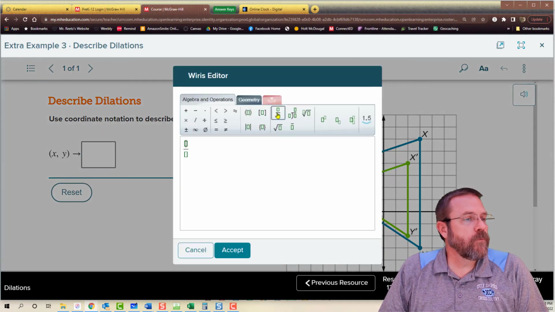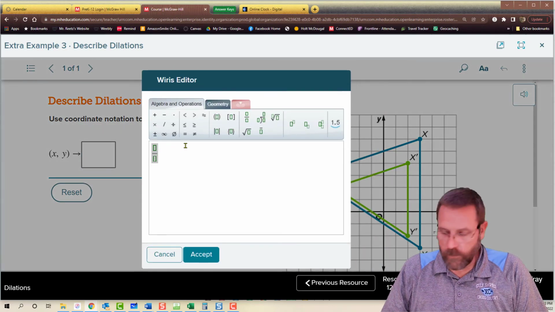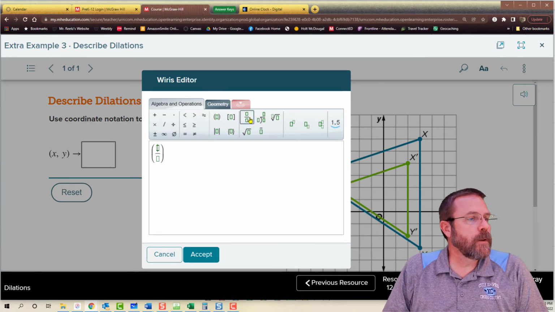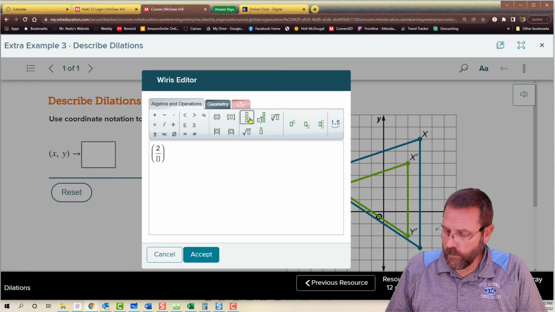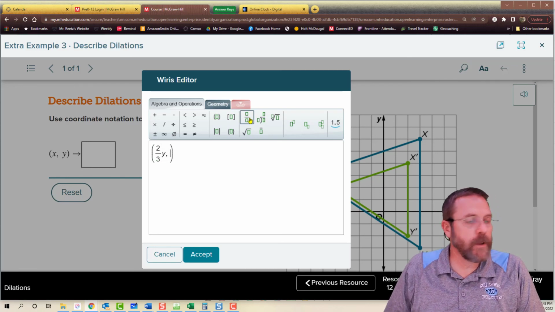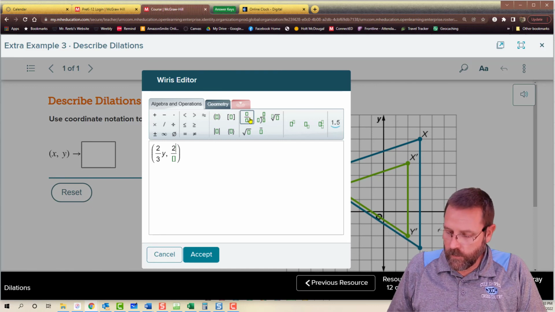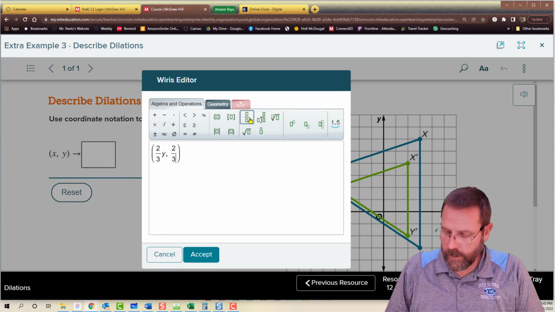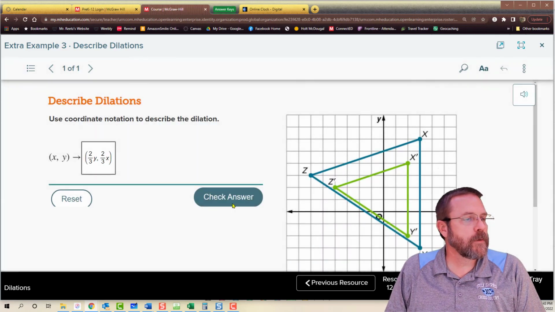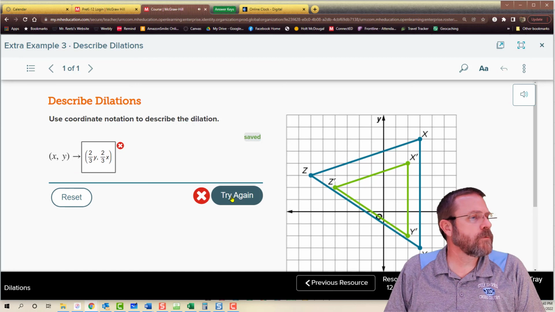So I'm going to do, actually I need parentheses first, so let me delete that. Do parentheses. We're going to do a scale factor of 2/3 times our y value. Put a comma and a space, and then we're going to do 2/3 times our x value. Oops, nope, that x goes on the end. Our x value right here. We're going to hit accept and check our answers, and for some reason it did not like it.